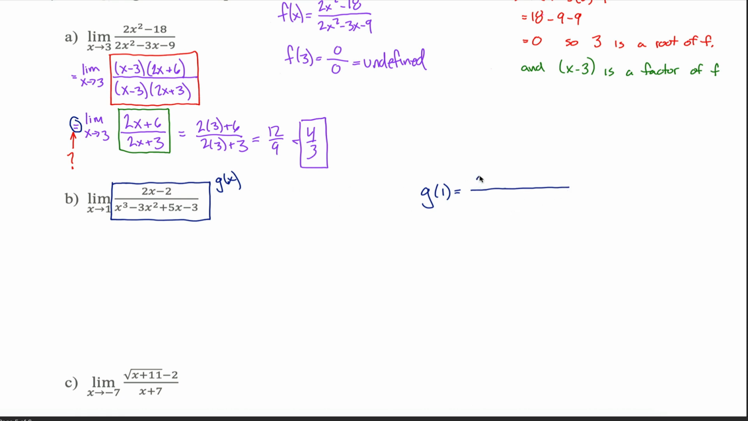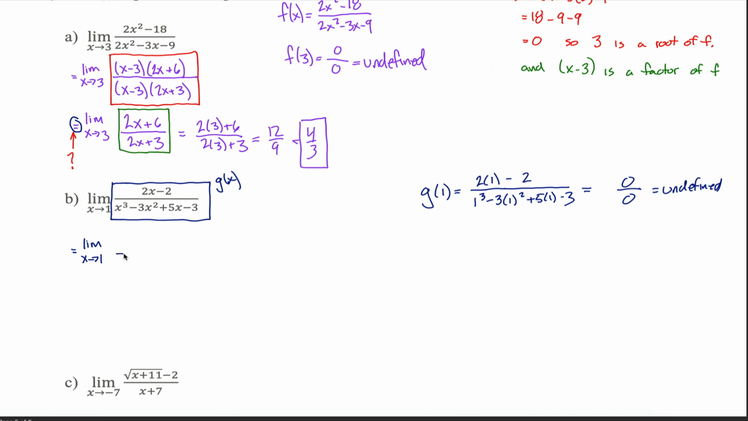Don't believe me? 2 times 1 minus 2, sure enough, equals 0. 1 cubed minus 3 times 1 squared plus 5 times 1 minus 3 is 1 minus 3 plus 5 minus 3, which sure enough is 0. When I put 1 into this expression, 0 over 0 comes out, which is undefined. So I can't immediately figure out the limit as x approaches 1 of this expression. But what I do know is that 1 is a root of the polynomial up on the top, and that 1 is a root of the polynomial down on the bottom.